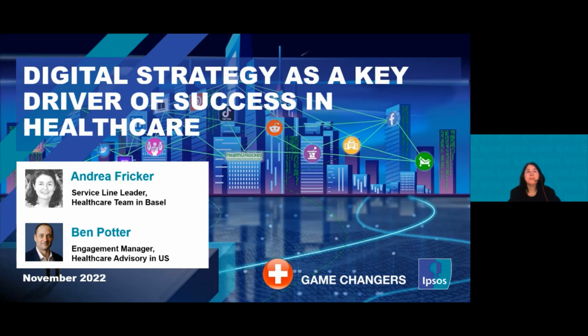My name is Andrea Fricke, and together with my colleague Ben Potter, we are going to introduce you to our ecosystem mapping methodology, how it can be applied to your marketing objectives and strategy for owned brand assets and digital properties.